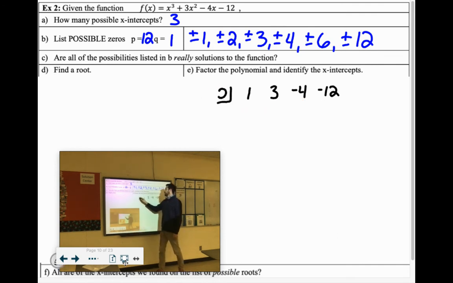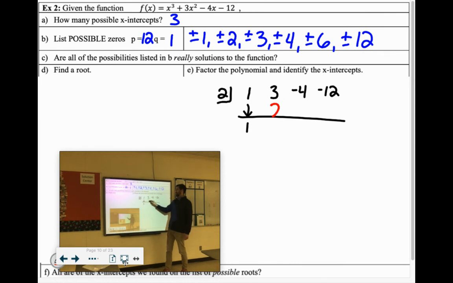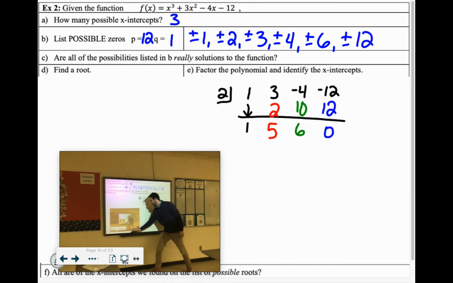Hey, what do you say we try 2? We try to solve this. 1 times 2 is 2. 3 plus 2 is 5. 2 times 5 is 10. Plus -4 is 6. 2 times 6 is 12. Plus -12 is 0. So we've got one of our roots. We got +2, which can be written as x minus 2. Oh boy. So we got x minus 2.